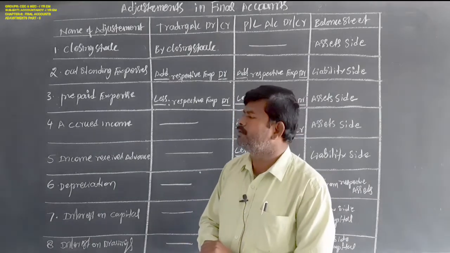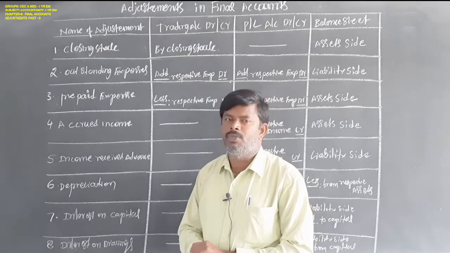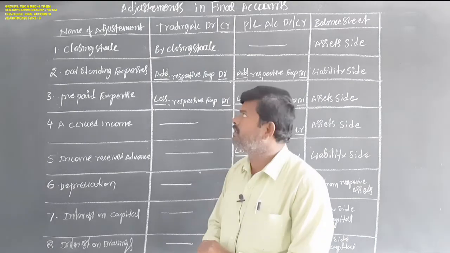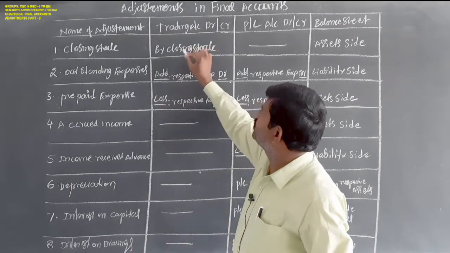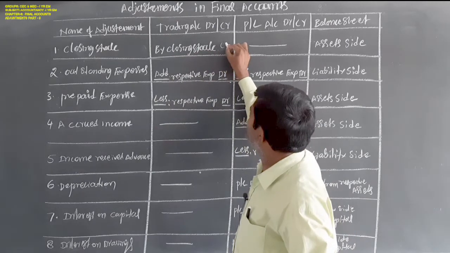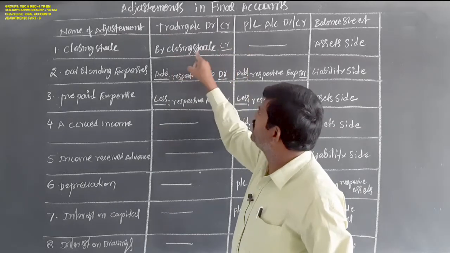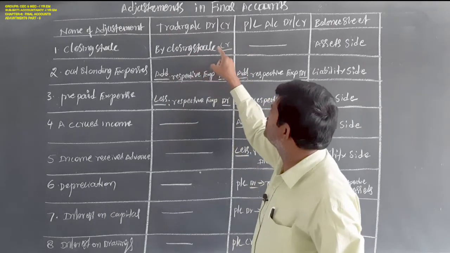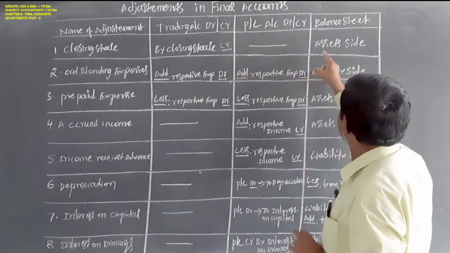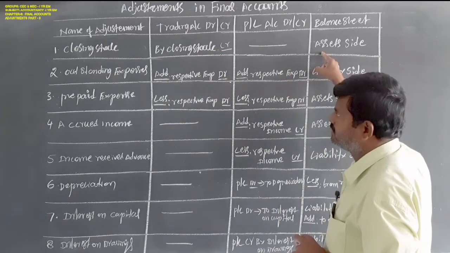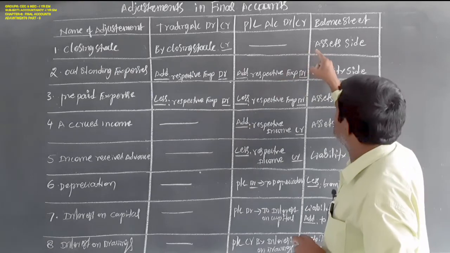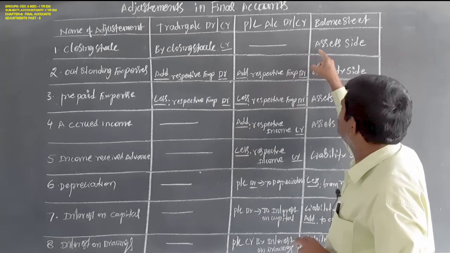Suppose the closing stock is given in the adjustment. First you have to write it on the credit side of the trading account as closing stock. The same amount must be recorded on the asset side. This is the first one.